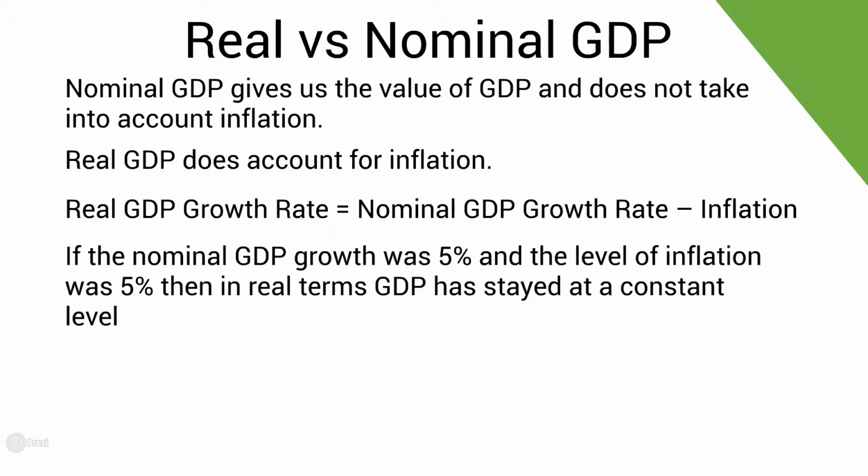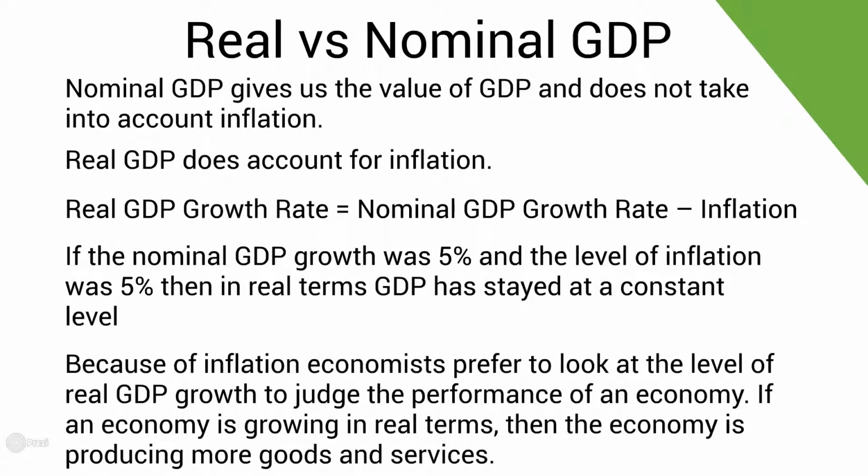If the nominal GDP growth rate was 5%, and the level of inflation was 5%, then in real terms, GDP has stayed constant. Because of inflation, economists prefer to look at the level of real GDP growth to judge the performance of an economy. If an economy is growing in real terms, then the economy is producing more goods and services.